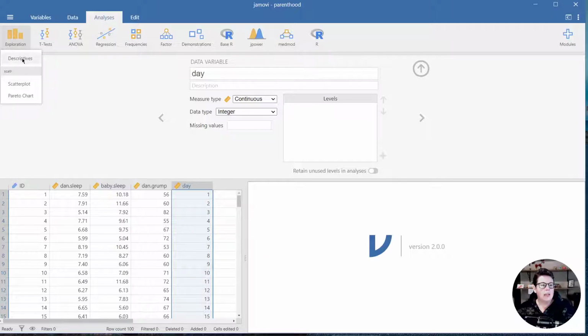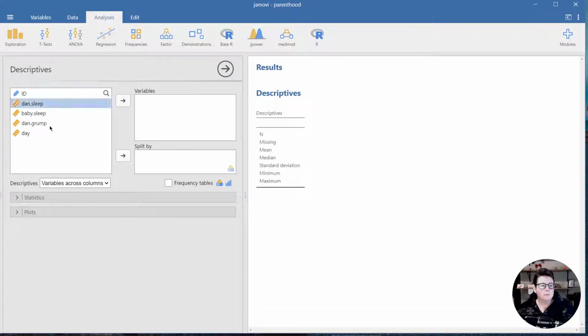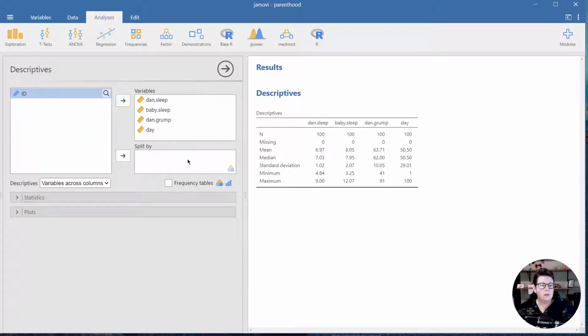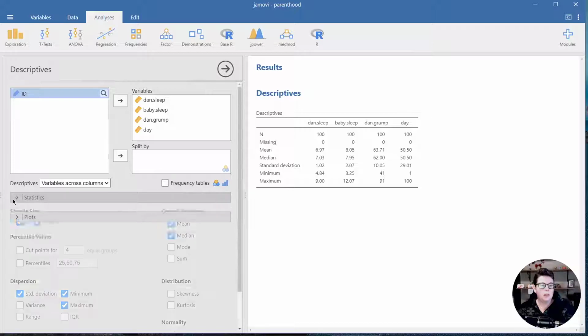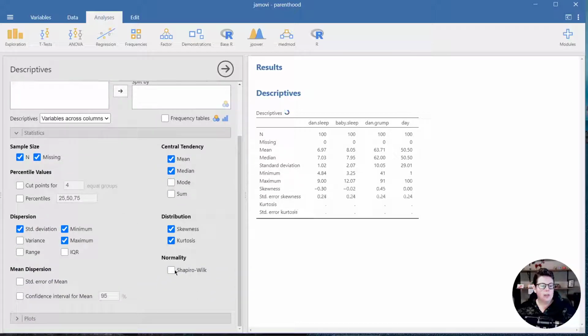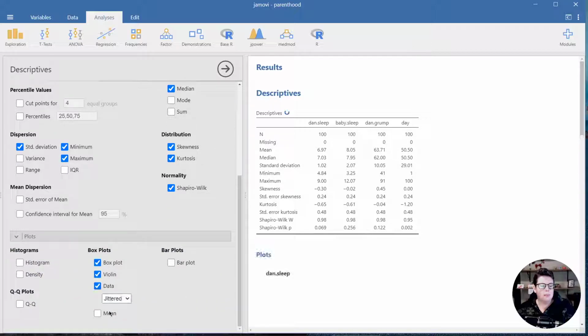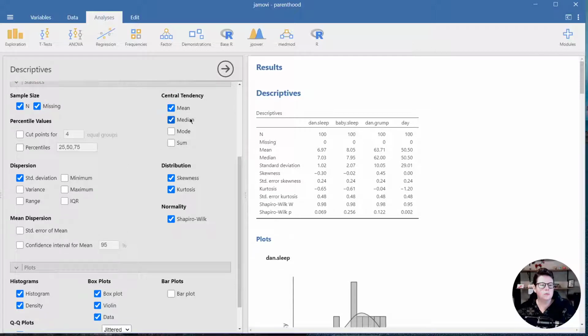Let's go ahead and look at our descriptives now. We'll pull all of these over. We're not going to split by anything. We're not going to ask for frequency tables because these are all continuous variables. Notice how frequency tables should be done with categorical variables. We don't have that problem. Statistics, go ahead and add our skew, kurtosis, Shapiro-Wilks, and get our plots. Okay, we'll ask for this too. I'm just going to take these out too.